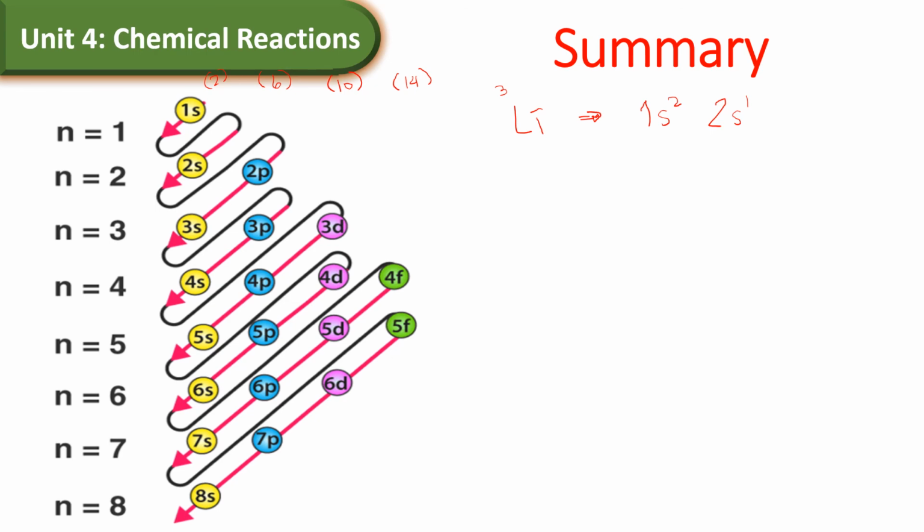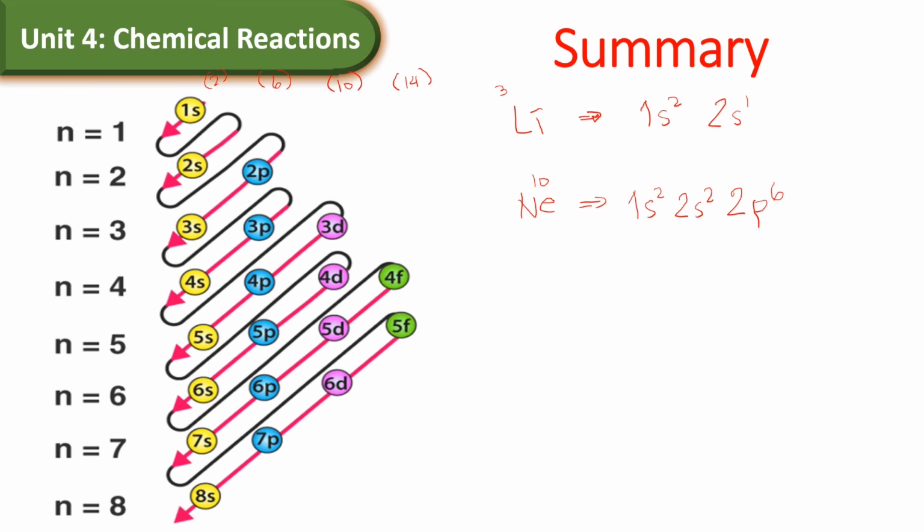Another example: neon. Neon has an atomic number of 10. Using this, you can have your 1s2, 2s2. Then from here, what's the next after 2s2? You have to go to 2p6, because your p subshell can hold up to 6 electrons. So you have 2 plus 2, 4 plus 6, so 10. So this is the end.